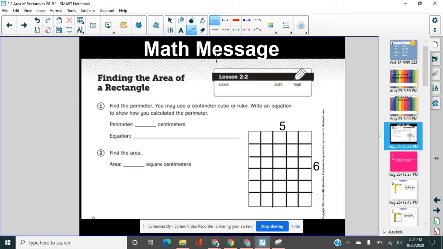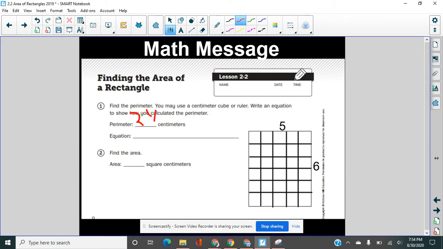Okay, well, to find it we add up all the sides, right? 5 plus 6 plus 5 plus 6. So 5 plus 5 is 10, 6 plus 6 is 12, 10 plus 12. The perimeter would be 24 centimeters, right? To find the perimeter, this was in unit 1, we add up all the sides. So our equation was 6 plus 6 plus 5 plus 5. Oh, not 24, 22.